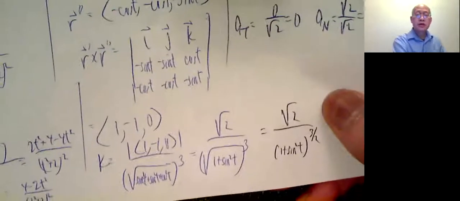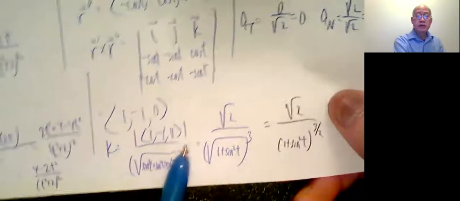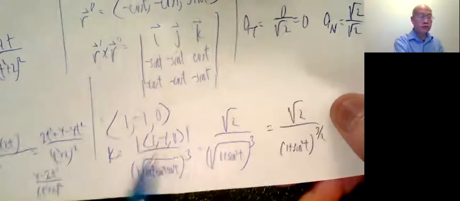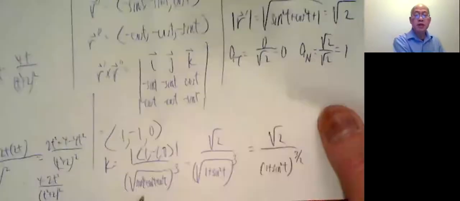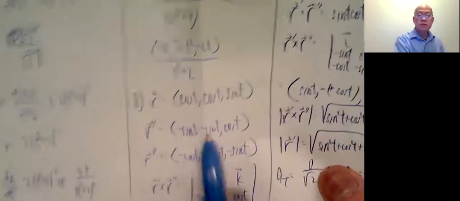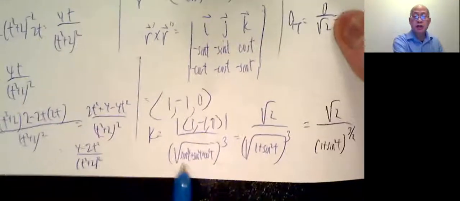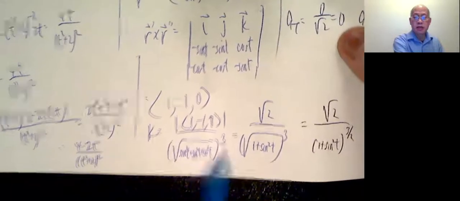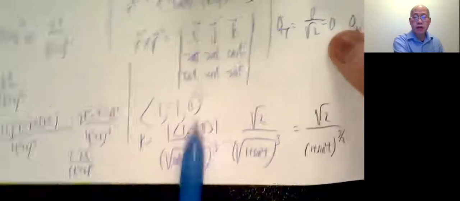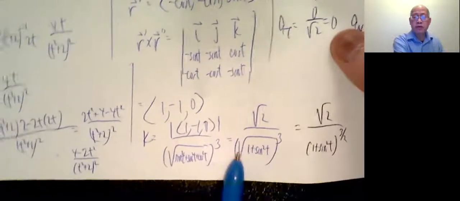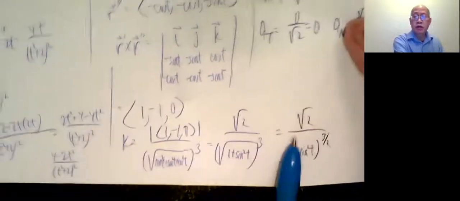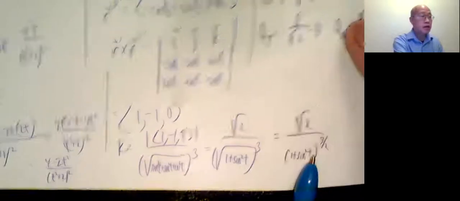Okay, and let's see. So kappa is the magnitude of the cross product, the magnitude of 1, negative 1, 0, over the magnitude of r prime cubed. So r prime was, where did it go? Here. So the magnitude is going to be the square root of sine squared t plus cosine squared t, which is 1 plus sine squared. So radical 2 over the square root of 1 plus sine squared t, cubed, or you can write it as the square root of 2 over 1 plus sine squared t to the 3/2 power.